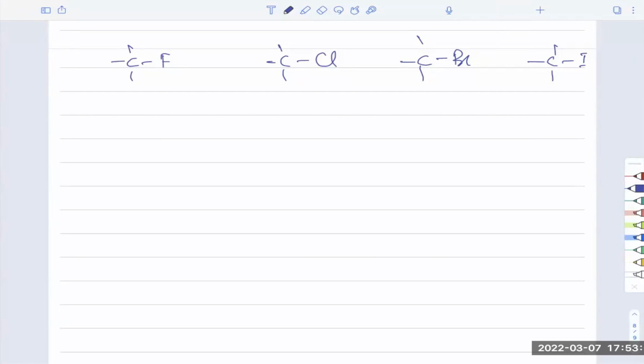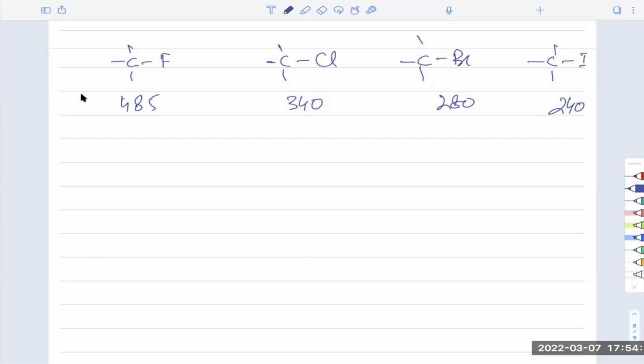In fact, if you look at bond energies, this makes sense. This basically explains why the bond energies are the way they are. So this is 485 kilojoules per mole, and this is 340, this is 280, and this is 240. So you can see that there's a declining trend there. And again, the reason is the same: because the atoms are becoming larger, bond length is going to be higher, and the bond strength is going to be weaker. Okay, so that's what we get.